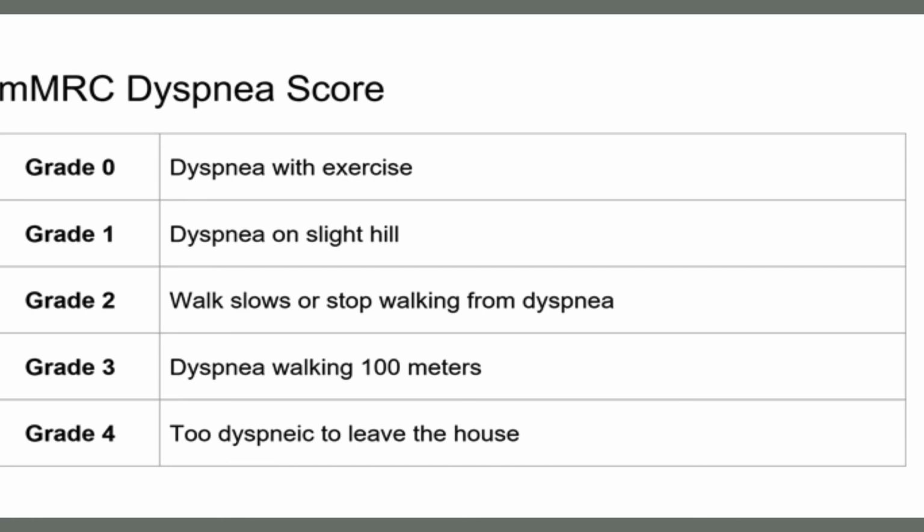One of the symptom scores is called the Modified MRC Dyspnea score. It's a grade of 0 to grade 4, totally just based on when you have dyspneic symptoms, what level of exertion requires you to get short of breath, as indicated in the chart.